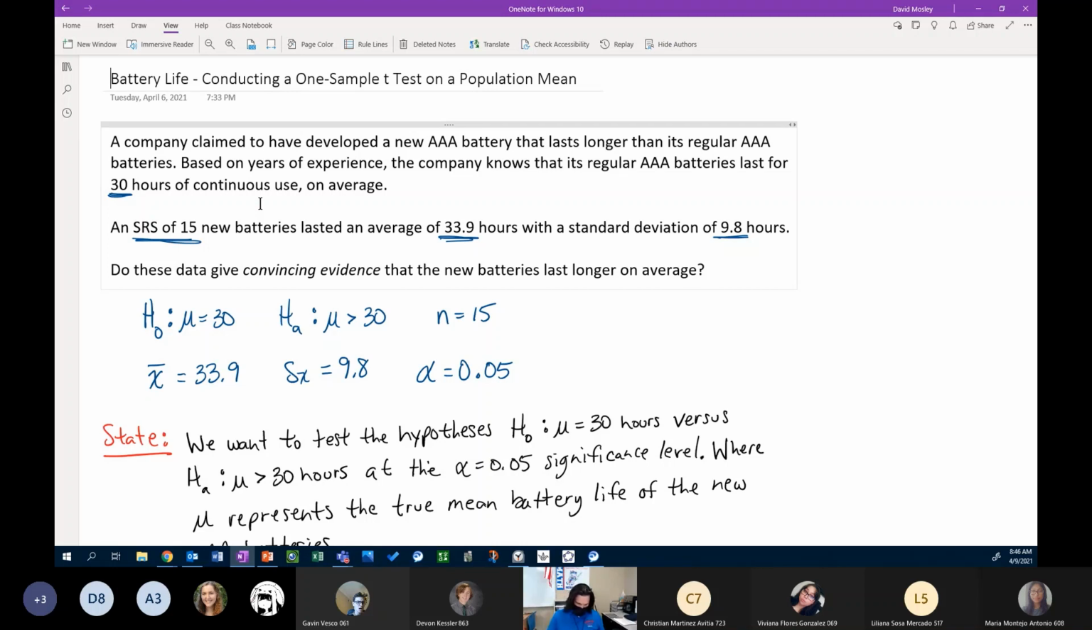All right. So again, my first step was to collect all my data.